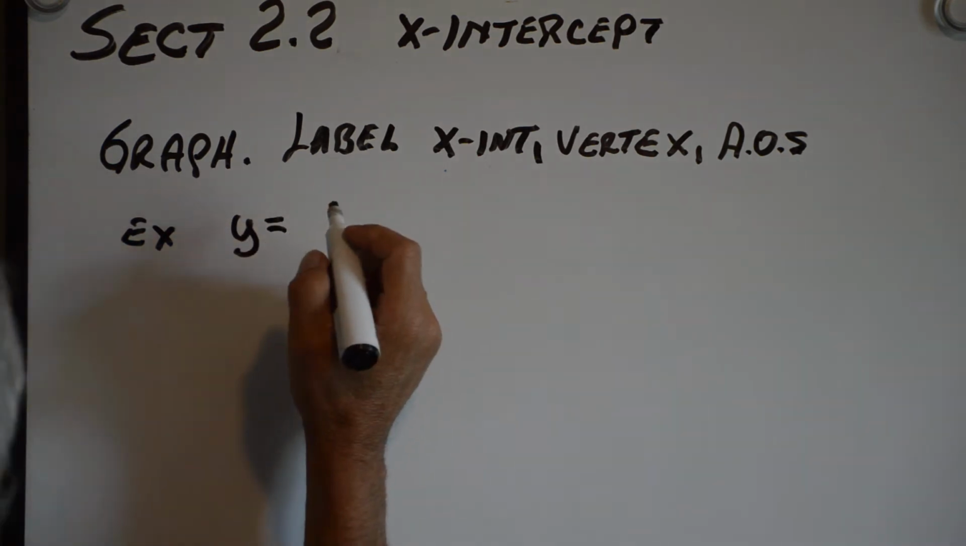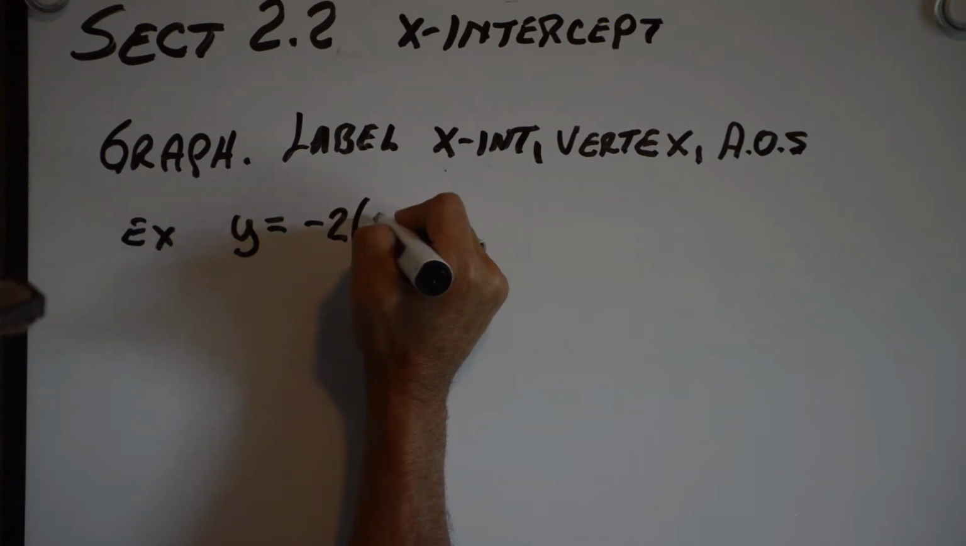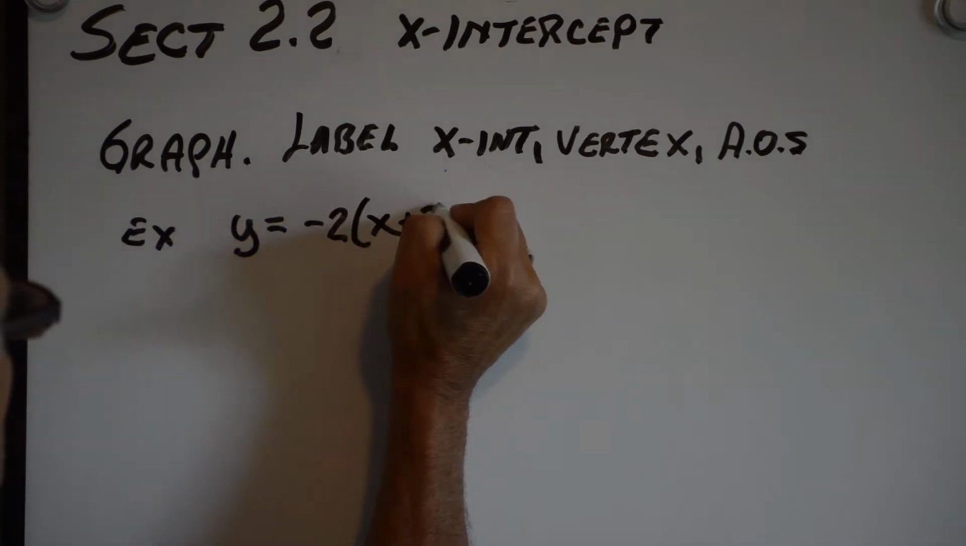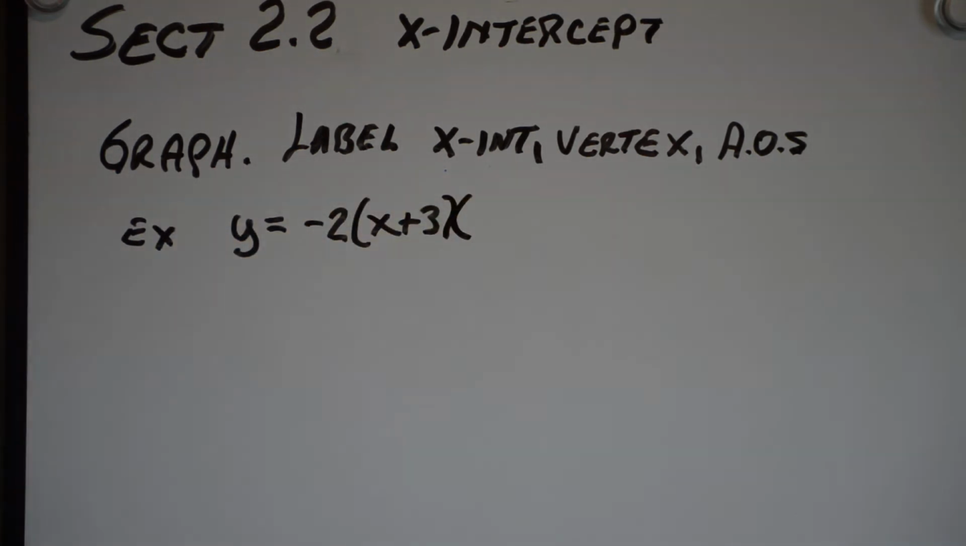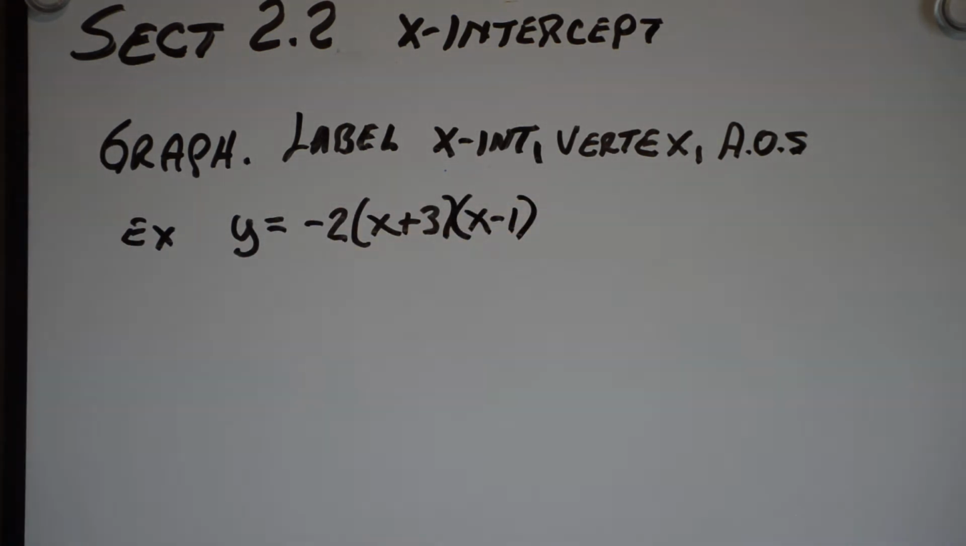Y equals a -2 times the quantity x plus 3. Quantity means put it in parentheses. And times the quantity x minus 1.